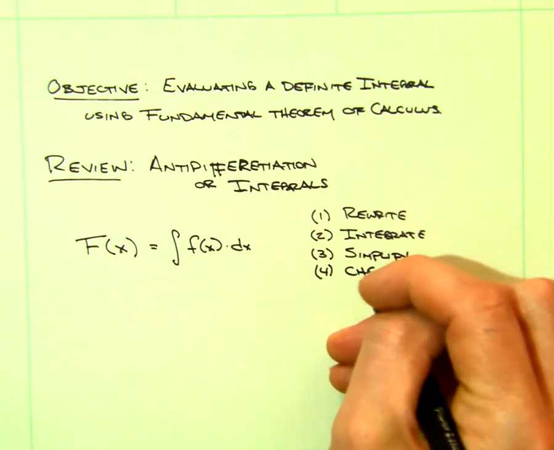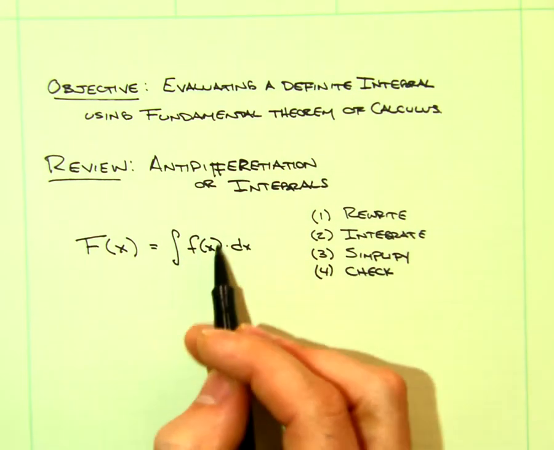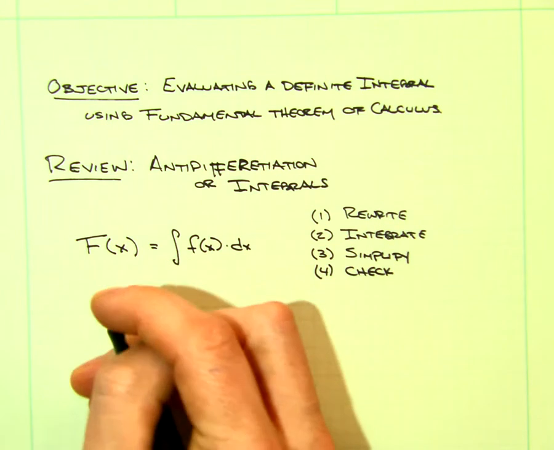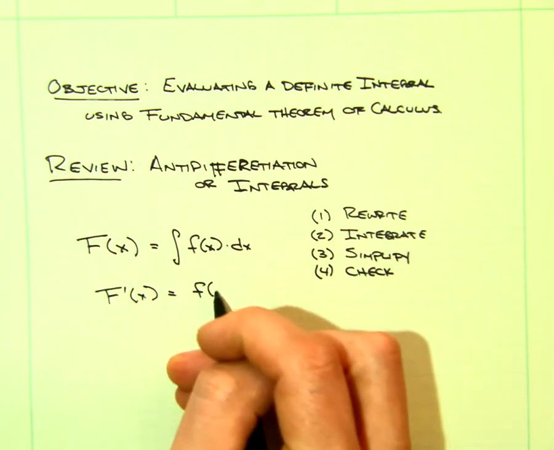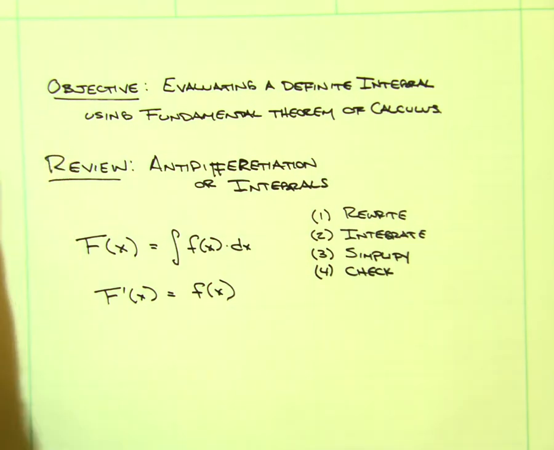And so, of course, we would check our final answer by taking the derivative of it, and if it equaled our original function f of x, so if we take the derivative of capital F of x, so F prime of x, this should be equal to f of x, right? So we should be able to jump back to our original function. Now, let's jump into the fundamental theorem of calculus.